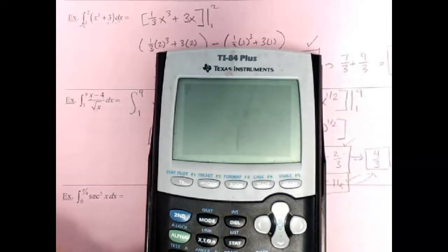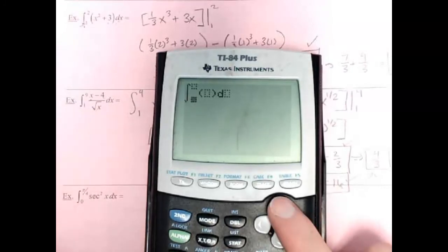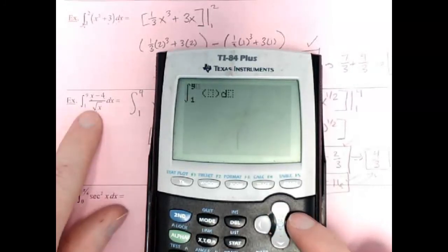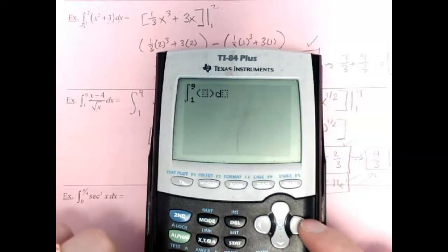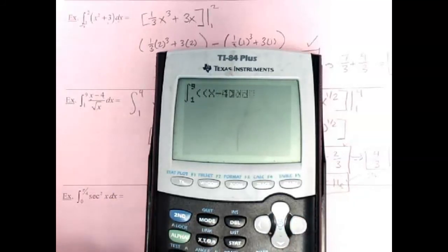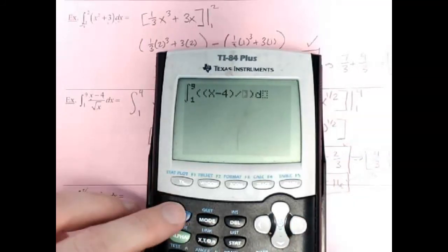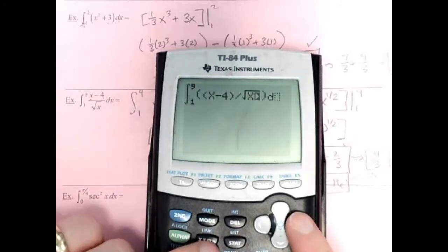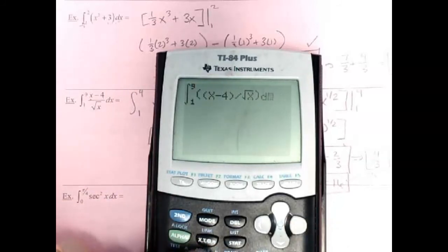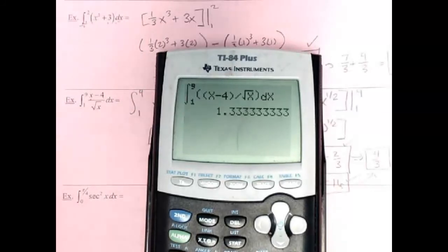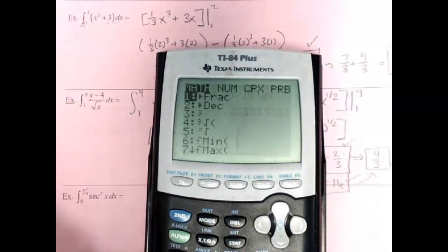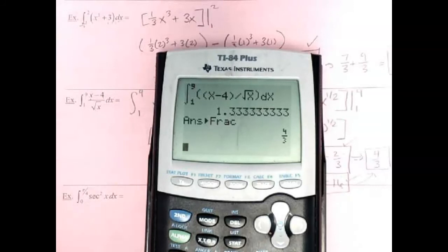Let's do math 9. And we can do the integration from 1 to 9. You're typing in what the original function was. So here we go. X minus 4, make sure it's in parentheses, divided by square root of x with respect to x. And you're going to end up getting that number, which let's see if it changed it into a fraction for us. Yep, 4 thirds. So we can always use math 9 to check, right?